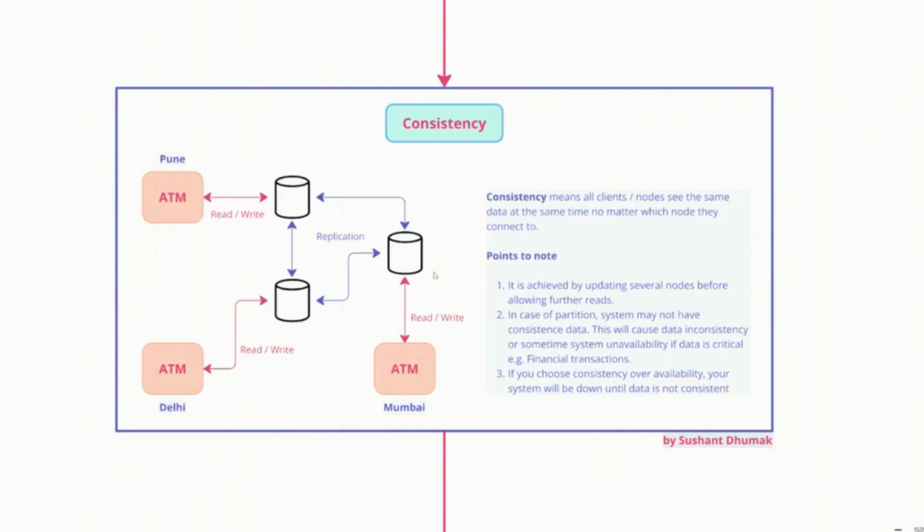So we will not read from any of the databases until all the nodes are updated with the latest information. And if there is a partition, something failed, then there will be inconsistent data. And if there is inconsistent data, then there'll be either unavailability or maybe wrong information will be passed on. But in the case of financial transactions, again, I'm mentioning it is very important to have strong consistency.